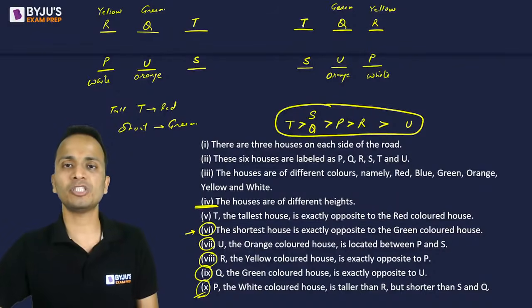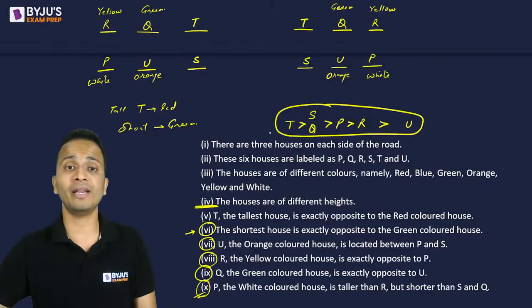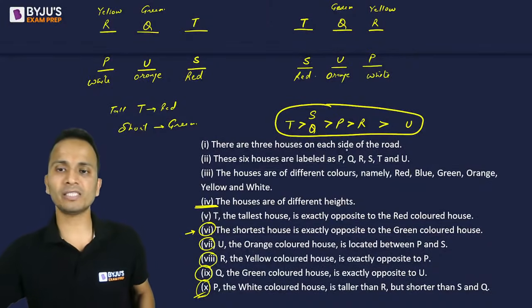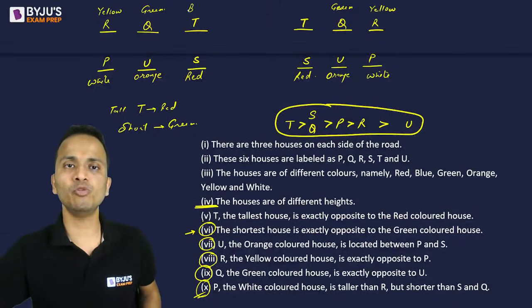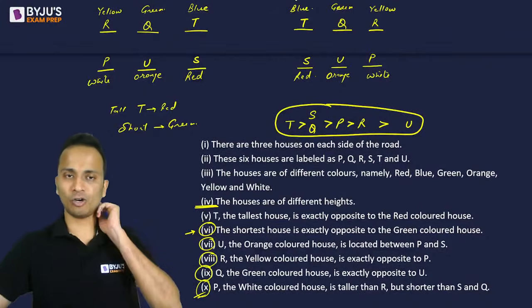I'll put T. So T, the tallest house, is exactly opposite to the red colored house. So opposite to T, the color of S should be red. All right. Now, which one color is left? Red is done. Blue is left. So blue will be the color of T.